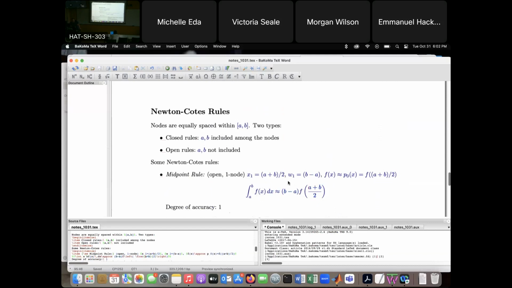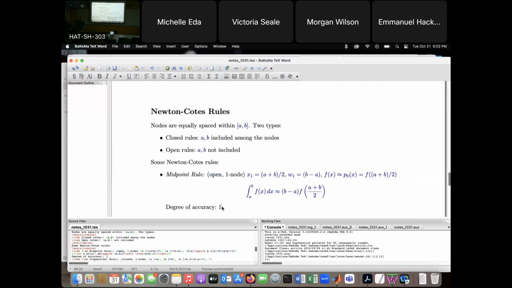Now, because the only node is the midpoint of the interval, the nodes do not include A and B. This is called an open Newton-Cotes rule. And the degree of accuracy is 1. So remember I said earlier, if you have an endpoint rule, the degree of accuracy is at least n minus 1. Well, that would be 0 in this case. So in this case, the degree of accuracy exceeds the lower bound. And the reason why is, if you evaluate f at the midpoint, if f is a linear function, it will get the exact result.